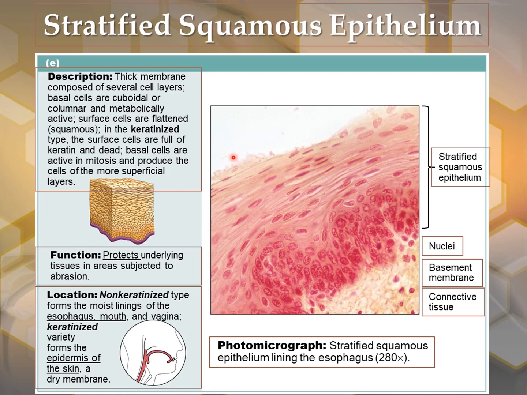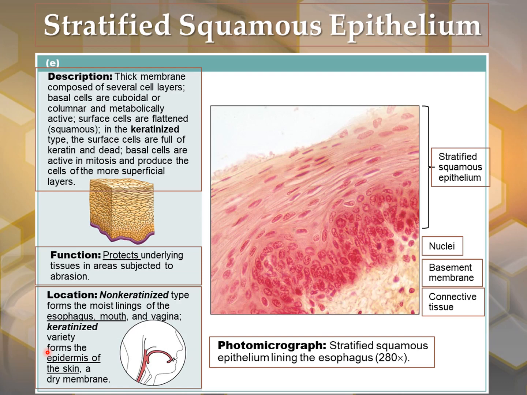And so where might you need the most protection? Your skin, right? So the keratinized stratified squamous epithelium is going to be in your skin. Okay, and we'll talk a lot more about this when we talk about the skin and the integumentary system.